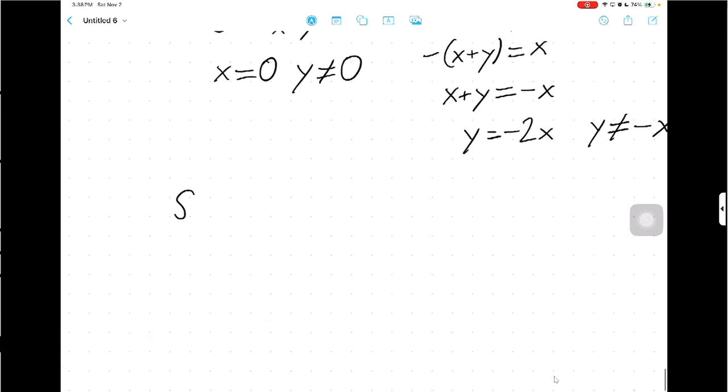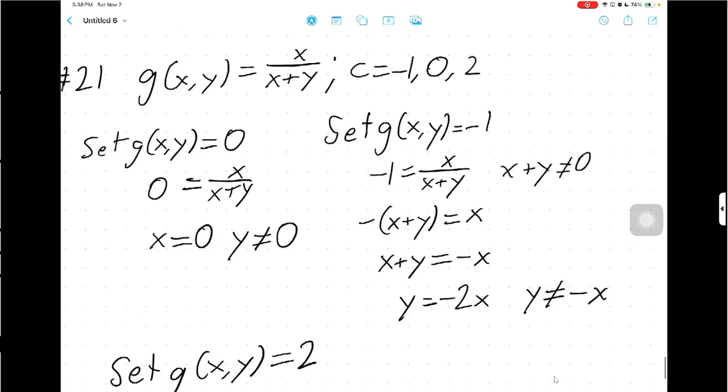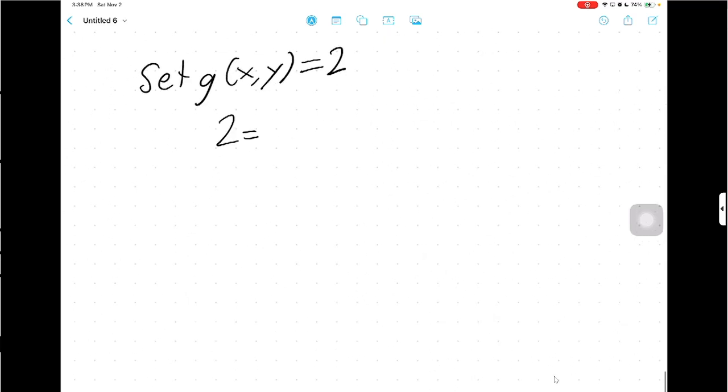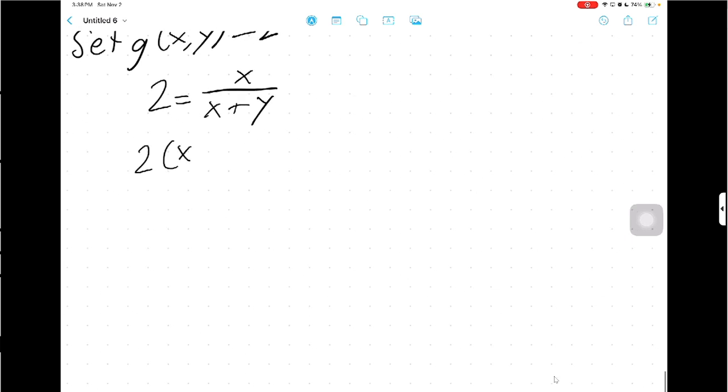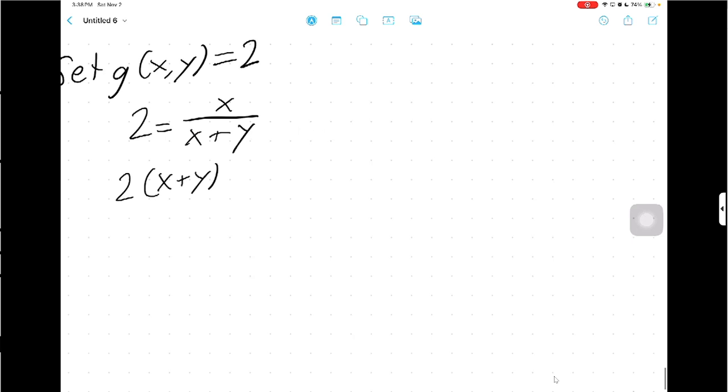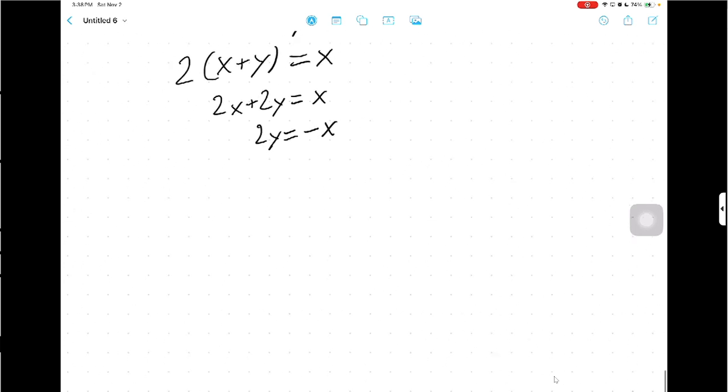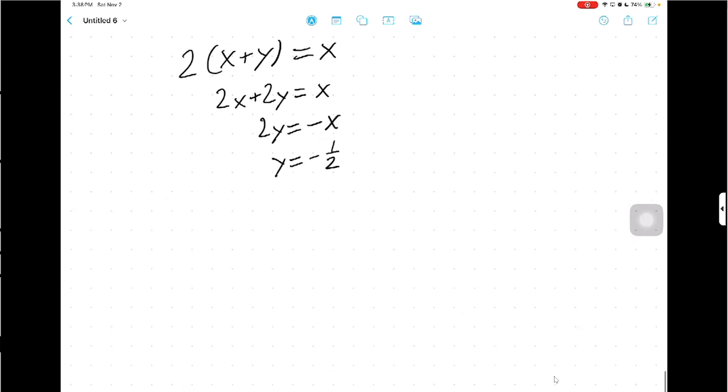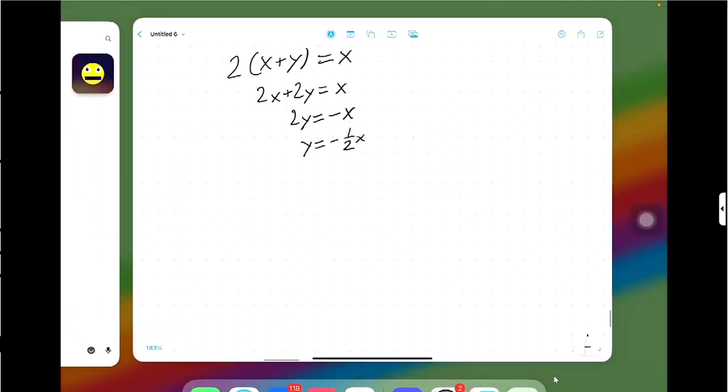Alright, anyways, set g of xy equal to 2. Mostly exactly the same stuff from earlier. x plus y is equal to x. So 2x plus 2y is equal to x. 2y equals negative x. So y is equal to negative 1/2 x, and that's going to be our level curve.